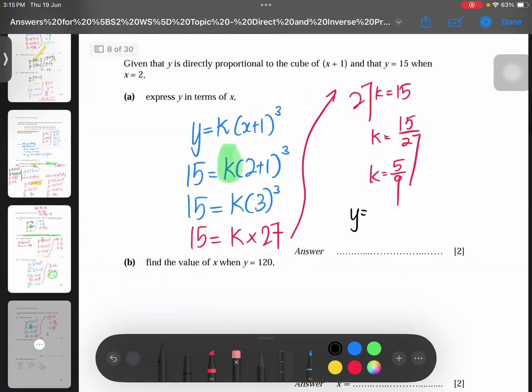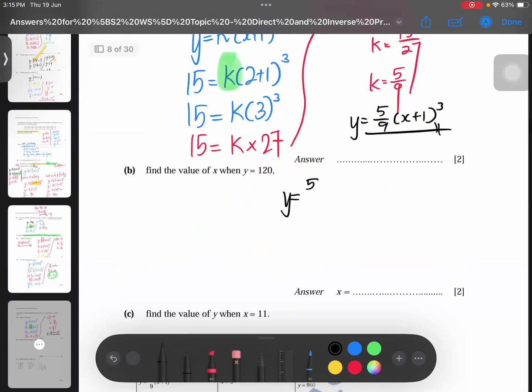So what you want to do is y equals 5 over 9 bracket x plus 1 to the power of 3. And therefore, this is your answer for this question. Can you understand? y equals 5 over 9 bracket x plus 1 to the power of 3. Your job is to sub in the value of 120. Do you understand? All right, you see, math is all about finding the unknown. What is the unknown in this situation? The unknown in this situation is the value of x.